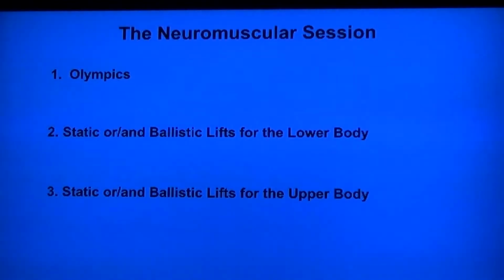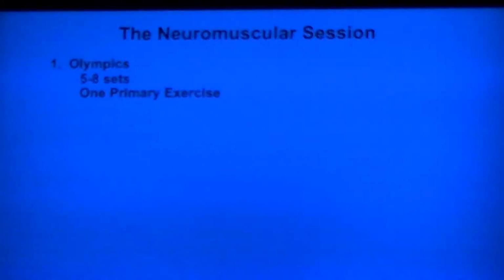The first is called a neuromuscular workout. It is composed of Olympic lifts, static or ballistic lifts for the lower body, and static or ballistic lifts for the upper body. Typically only one Olympic lift is chosen.